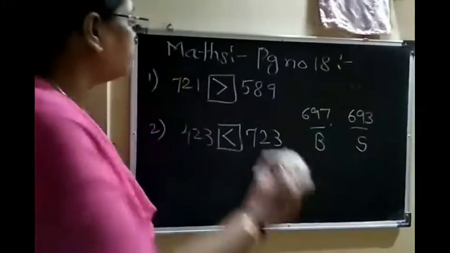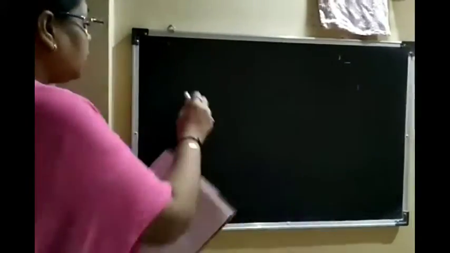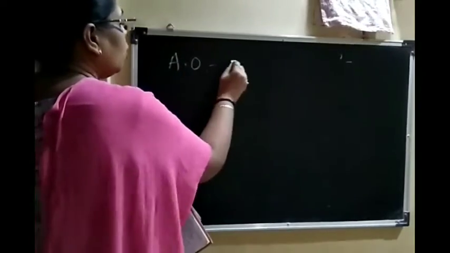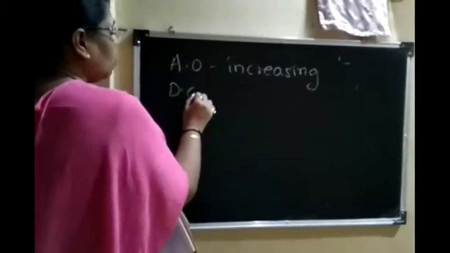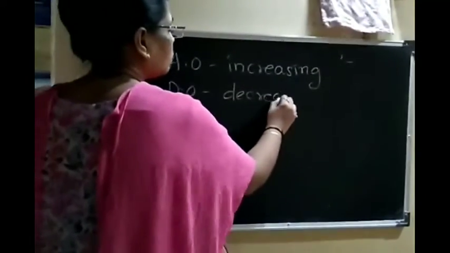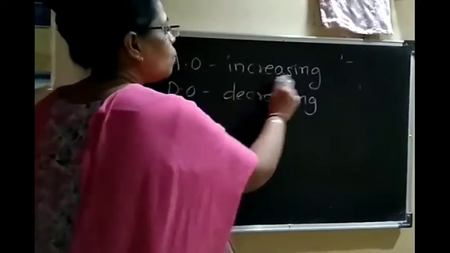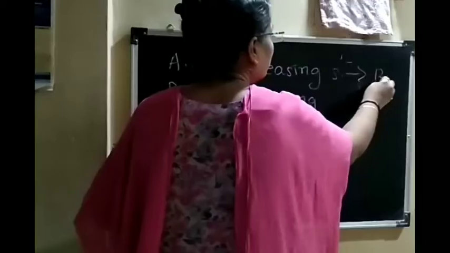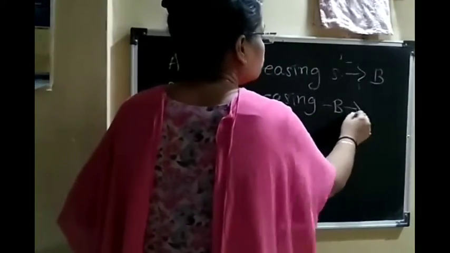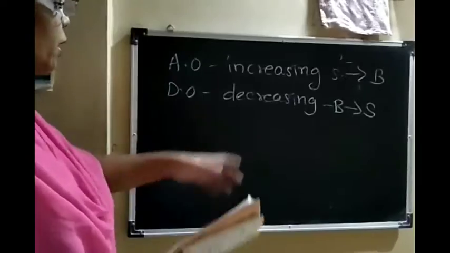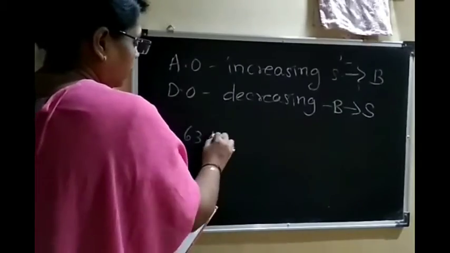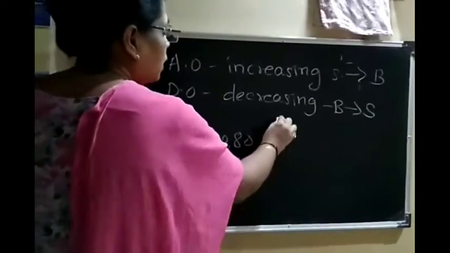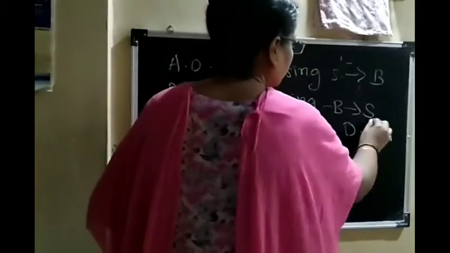Ascending and descending numbers are there. Ascending order is increasing order, and descending order is decreasing. From smaller to bigger, and from bigger to smaller. So the first one is 55, 63, 40 and the last is 80. Now ascending order and descending order.